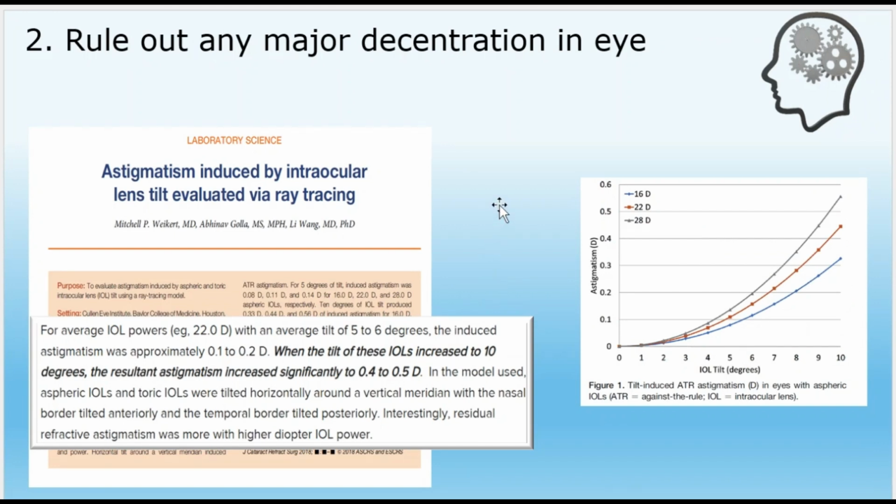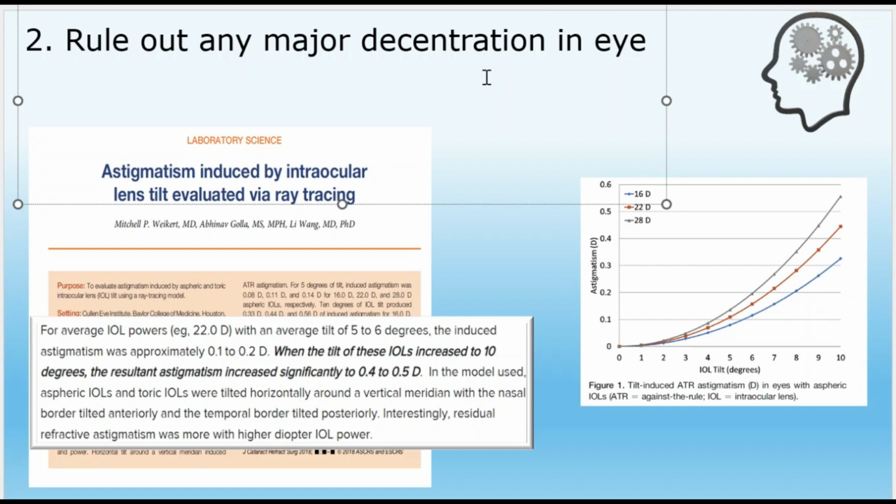The other thing is that rule out any major decentration in the eye, and this is important. Remember, I started by saying that Zernike polynomials, when you are measuring with biometry, cover lower order aberrations, but there are sometimes higher order aberrations that can mix up. And if the higher order aberrations component is more than the lower order aberrations, and you put a toric IOL, you don't get a right outcome. So rule out any major decentration in the eye. Optical biometry machines give you this in terms of X and Y coordinates. If you want more understanding on that, you can write to me in the comment section.